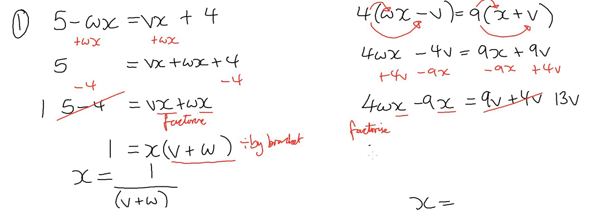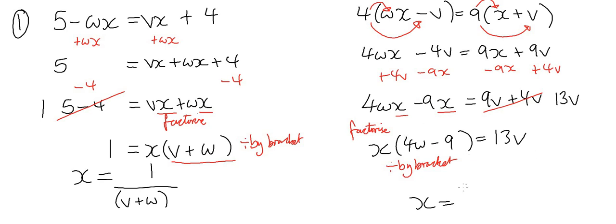Okay, so I'm going to write x outside the brackets. Okay, so now I've got x times 4w, I've got 4w minus x times 9, x times 9. Now again, I can divide by the whole bracket to get x on its own.